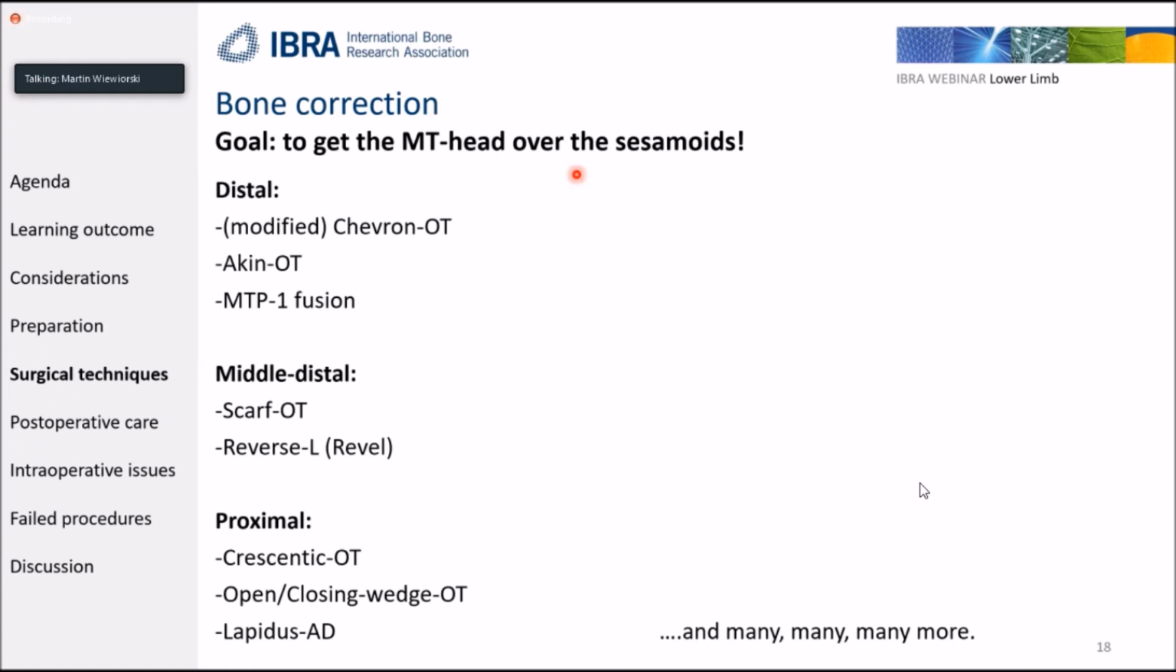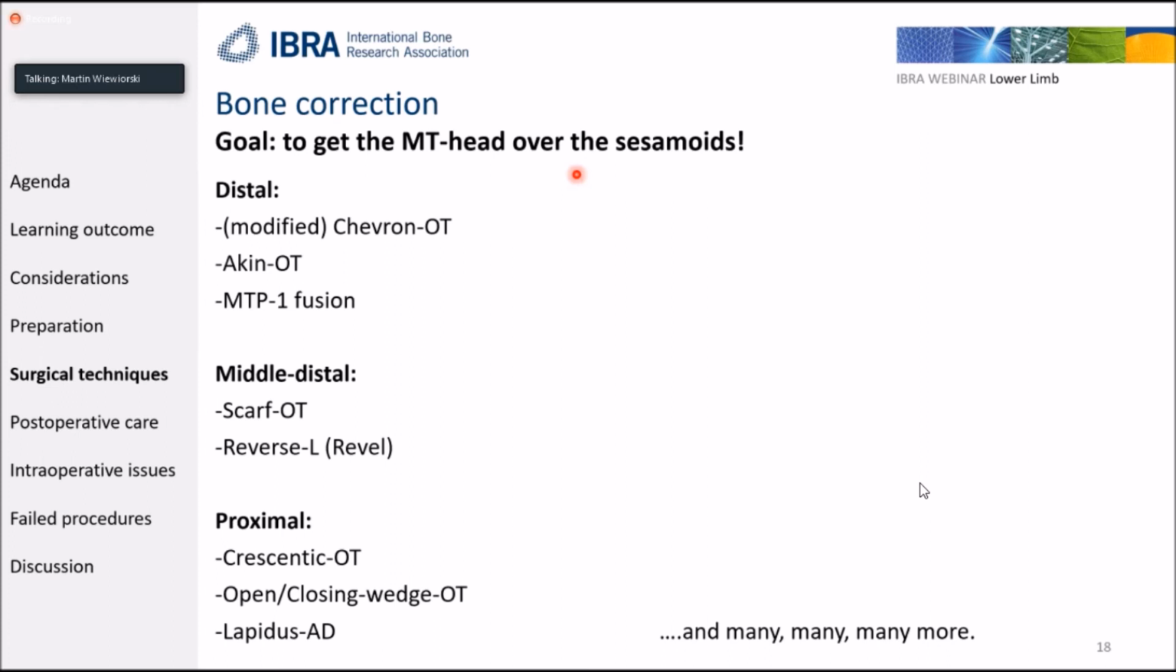I tried to summarize the most common procedures that I think are being performed for hallux valgus surgery, which I just classified in 3 groups. One would be the distal osteotomies of the metatarsal, which would be the chevron or the different modified versions of the chevron osteotomy. I also counted in the Akin osteotomy, and of course the MTP1 joint fusion. Then there are the more middle to distal osteotomies of the diaphysis, which also include the metatarsal head, for example the scarf osteotomy, or the reverse L or Revel osteotomy.